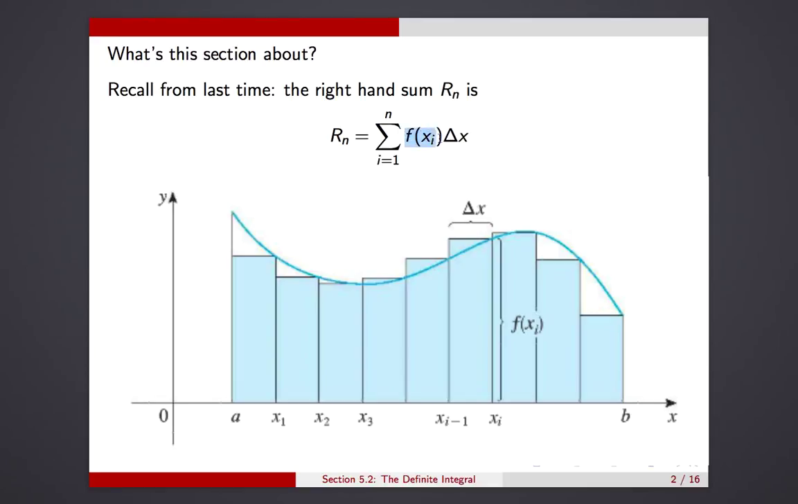So this is the height of a rectangle. These are the base lengths of the rectangle. All the base lengths are the same. That's why we can use the same symbol for all of them. So you're doing height times base length, and then you're adding all those things up.